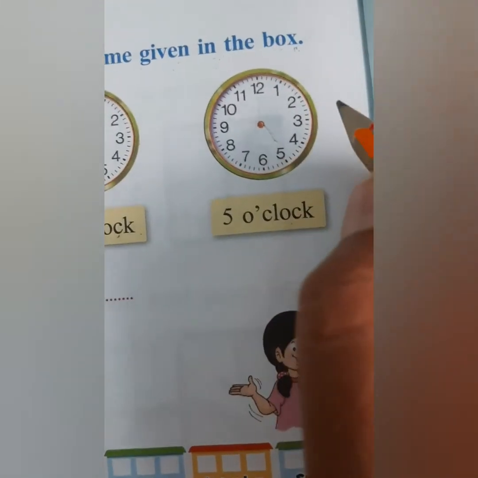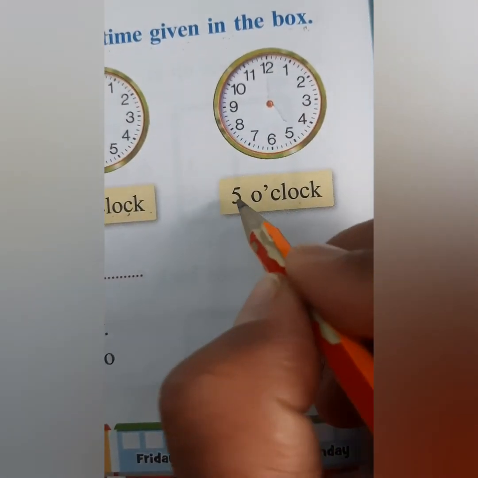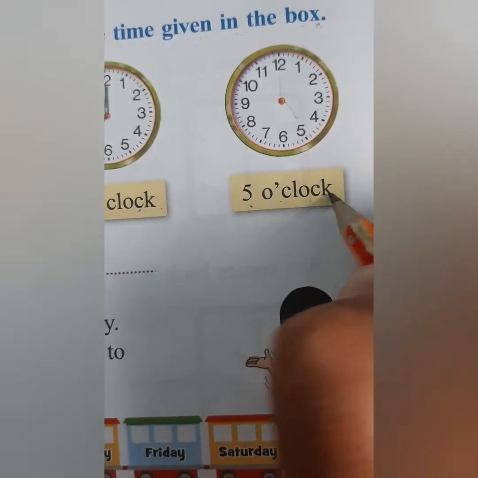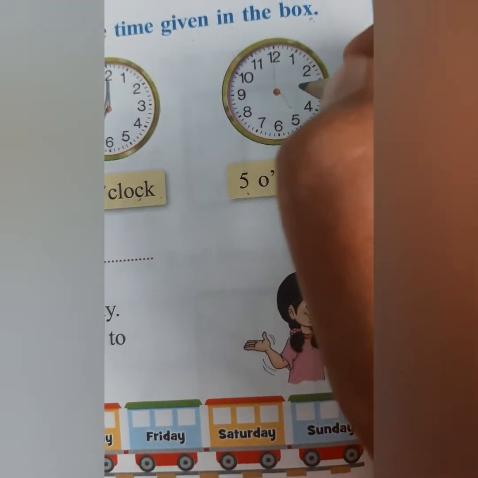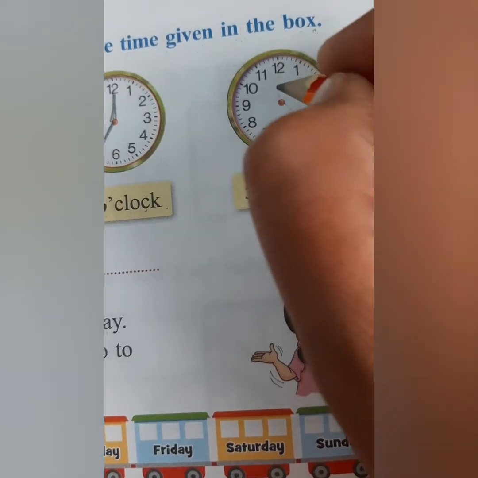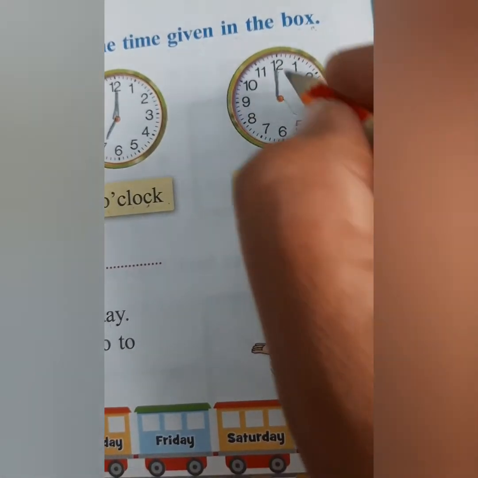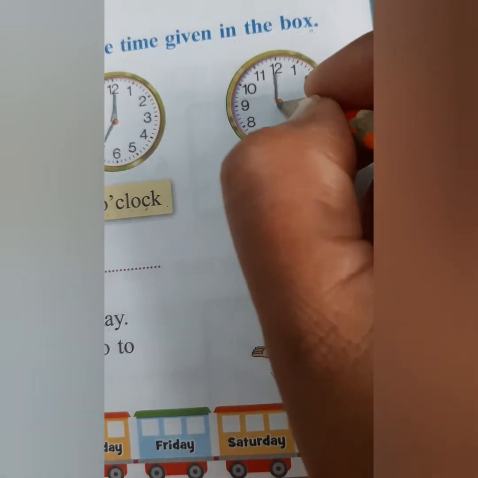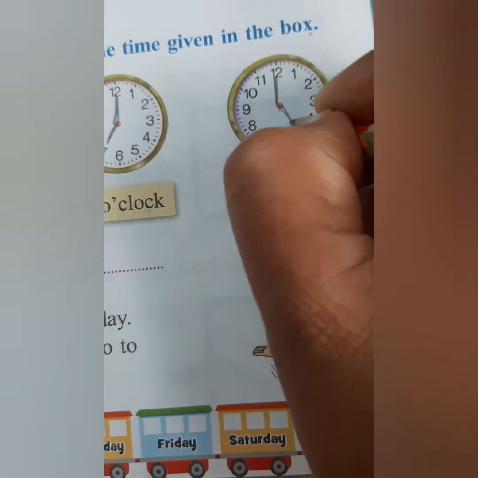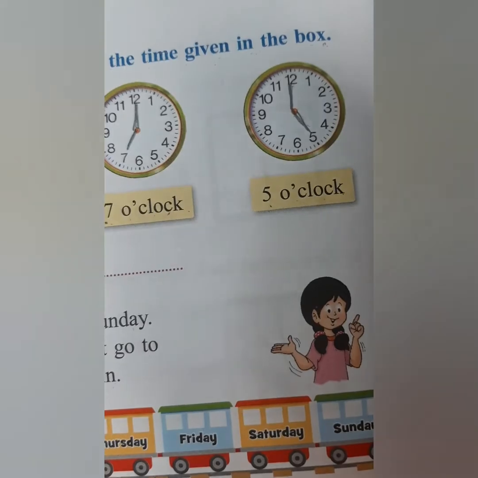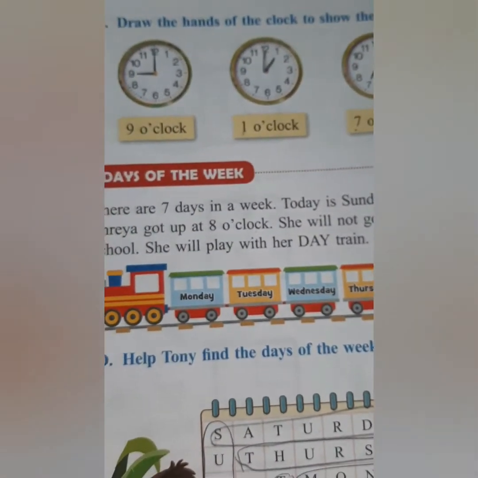Now let's move to the next one. 5 o'clock. So where we will draw the minute hand? Here on number 12, and where we will draw the hour hand? Here on number 5. Okay, I hope you all have understood.